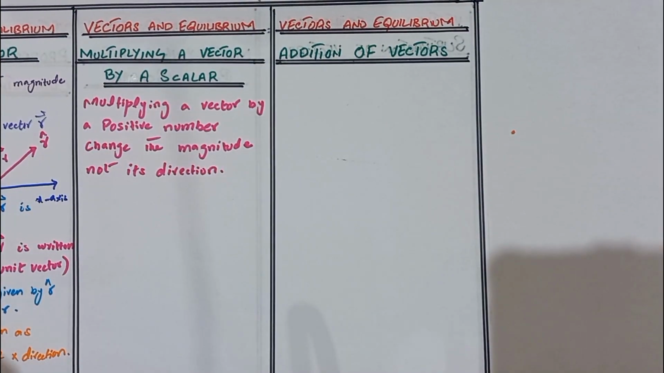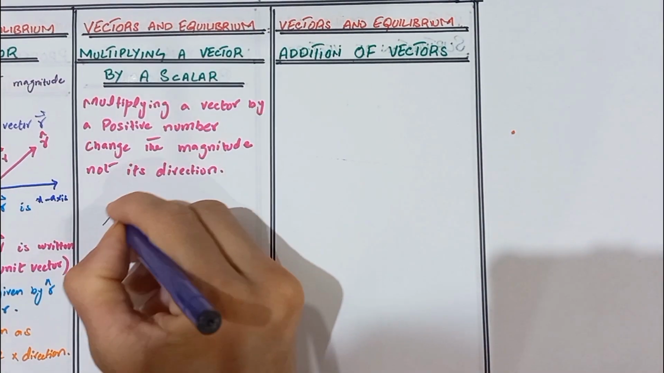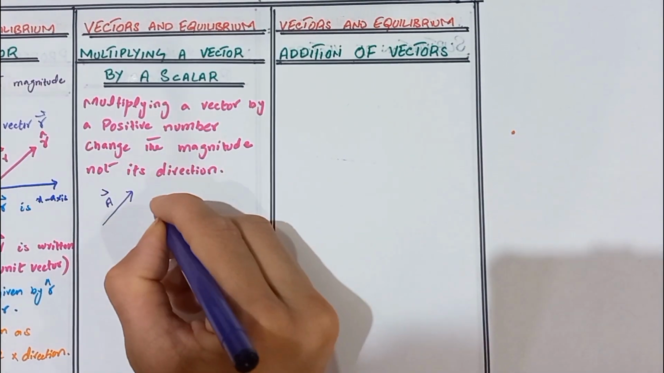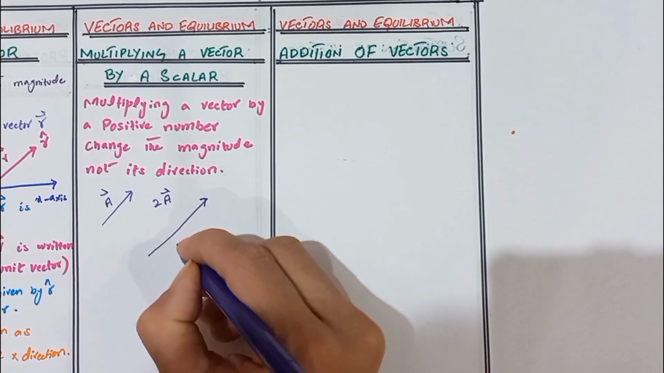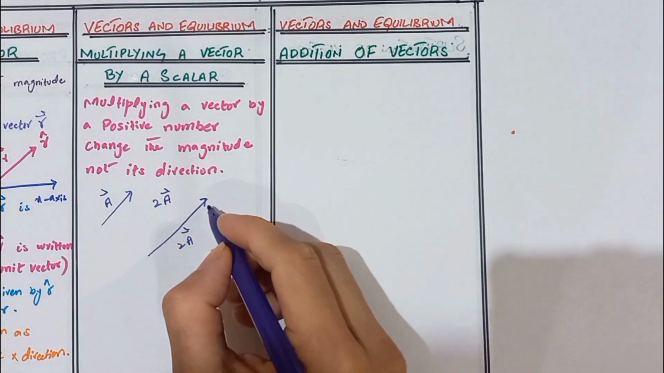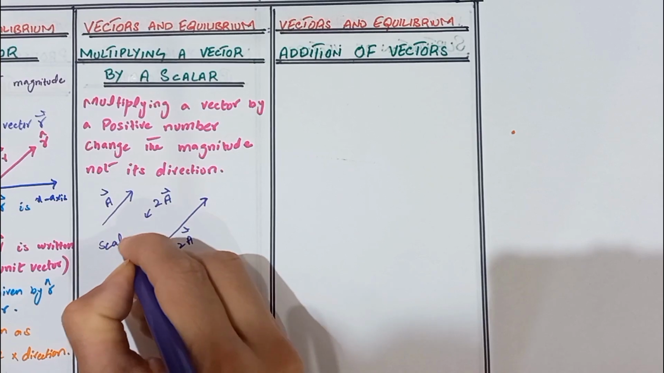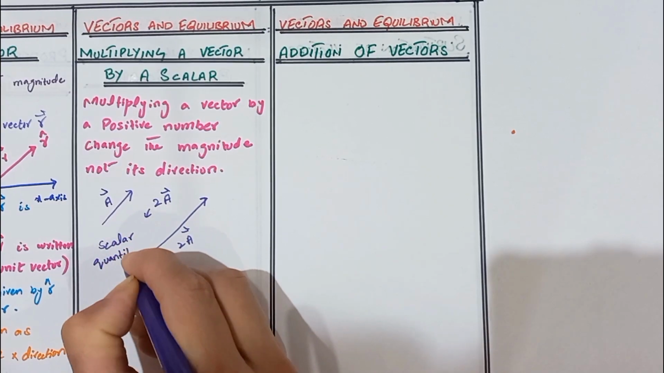If we represent it graphically, here we take a vector A. If we multiply this vector by two, then it increases its magnitude, not its direction. So here we represent the vector 2A. Here 2 is a scalar quantity.